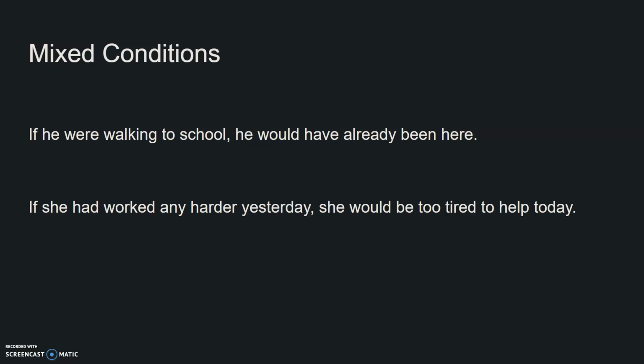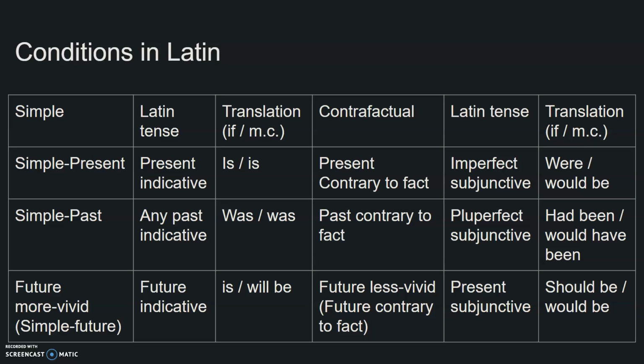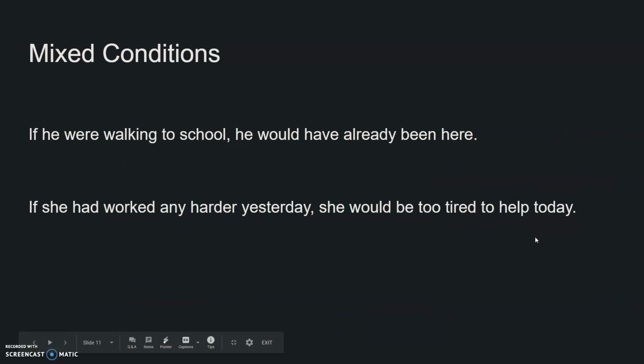So, he would have already been here. Have already been, or have already arrived here. Probably, if I were to translate this into Latin, I'd switch it from been to arrived. He would have already arrived here if he were walking. Would have already arrived, would have been. Those are both past. So it's going to be past contrafactual for that main clause. If we go back a page and look at this, past contrary to fact is going to use pluperfect subjunctives. So we're going to use a pluperfect subjunctive for he would have already been here.